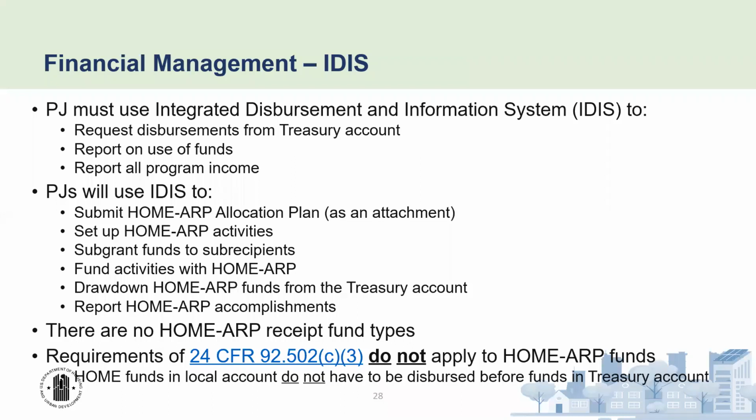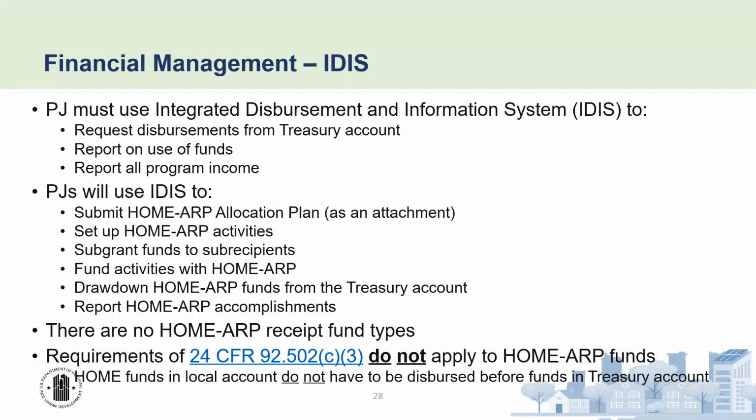So the PJ is going to use HUD's Integrated Disbursement and Information System, or IDIS, to administer its HOME-ARP funds. Generally, this includes requests for disbursements of HOME-ARP funds from the PJ's Treasury account and reporting on the use of HOME-ARP funds. And again, PJs must report all program income in IDIS.